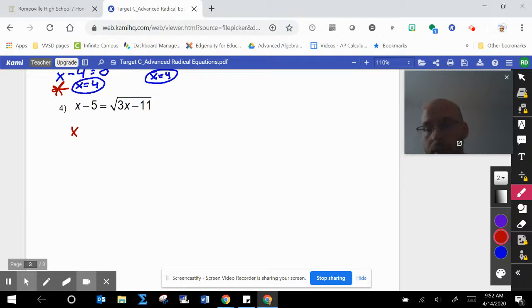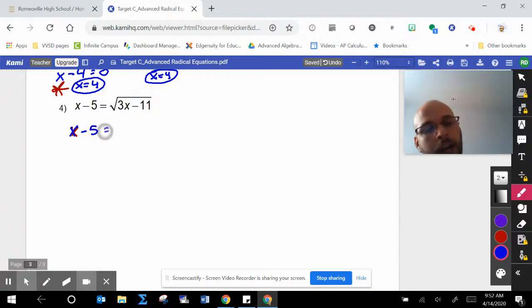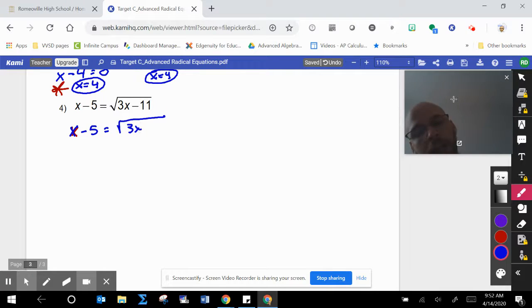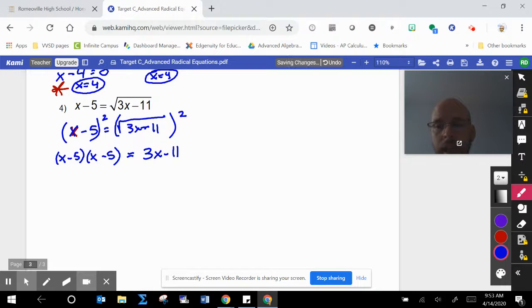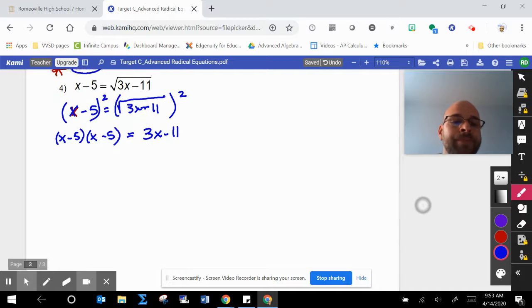So I'm going to change colors here to my blue. I have x minus 5 equals the square root of 3x minus 11. I'm going to square both sides. If you square the left-hand side, I'm going to get x minus 5 squared. And if you square the radical of 3x minus 11, I just get the inside, what we call the radicand, the inside of the radical.